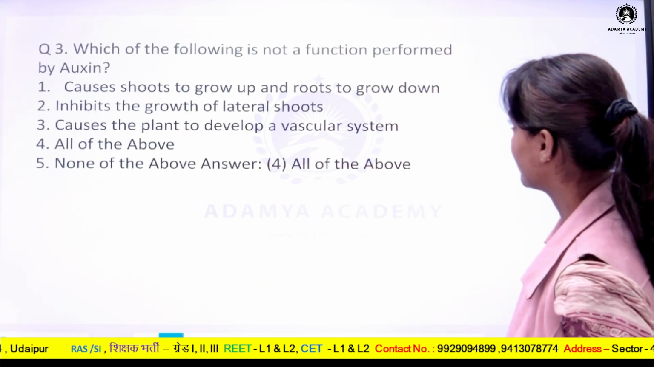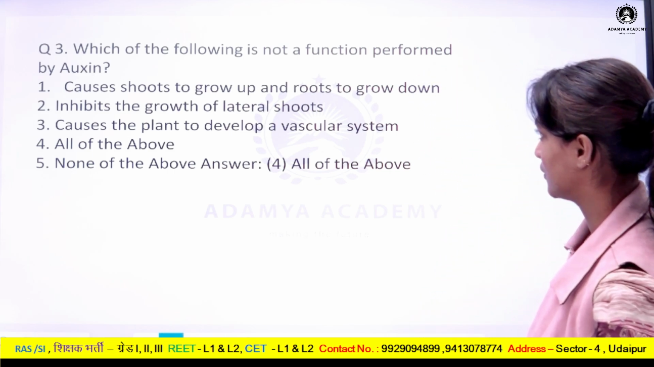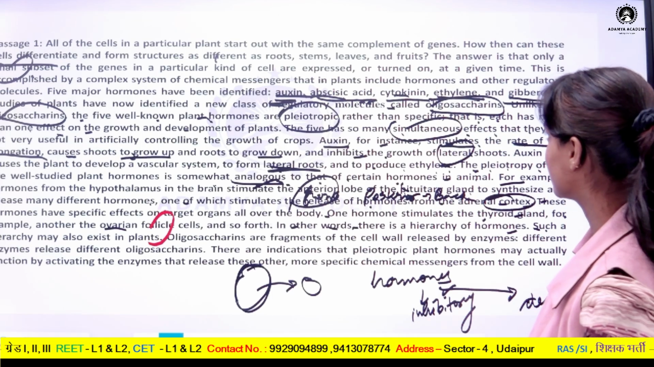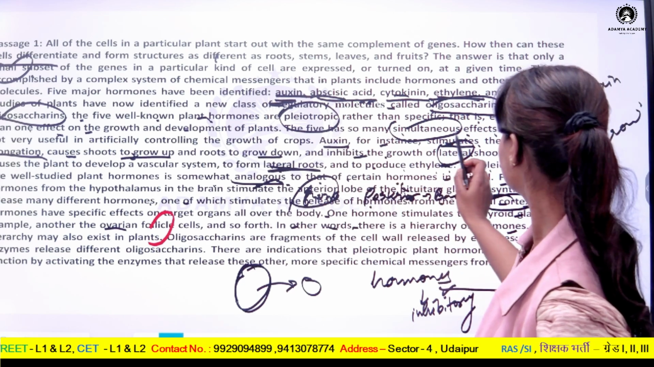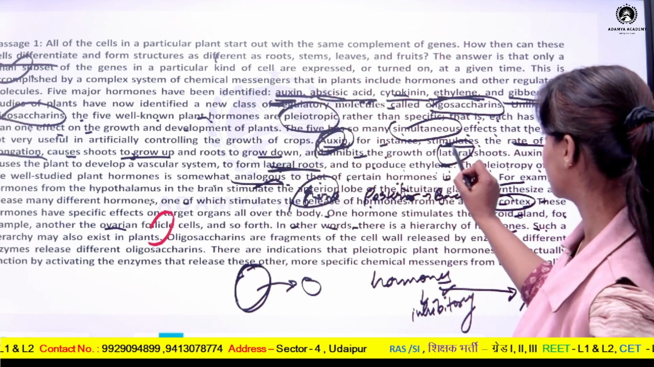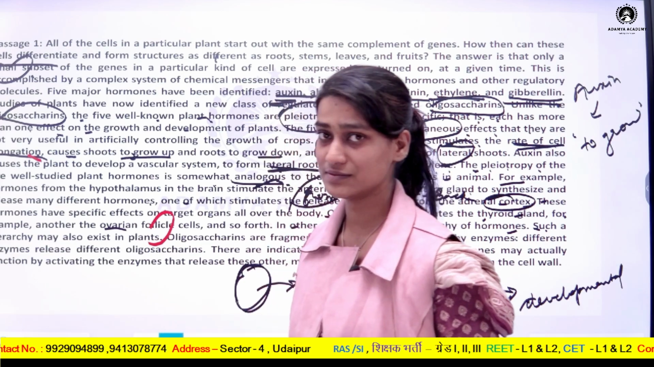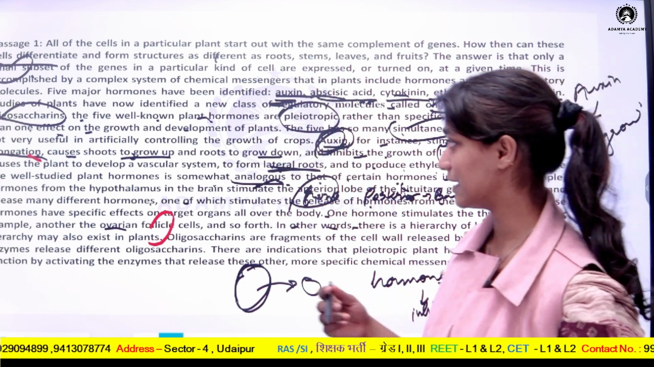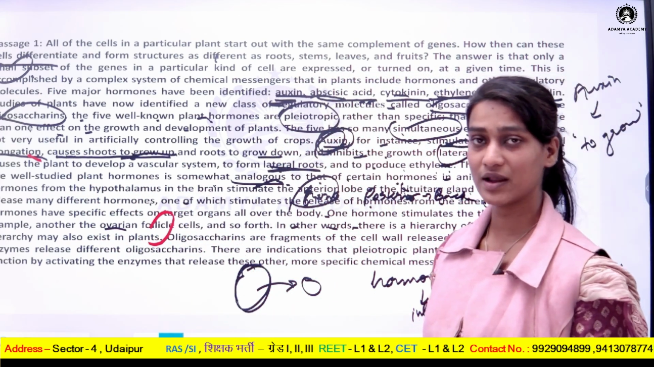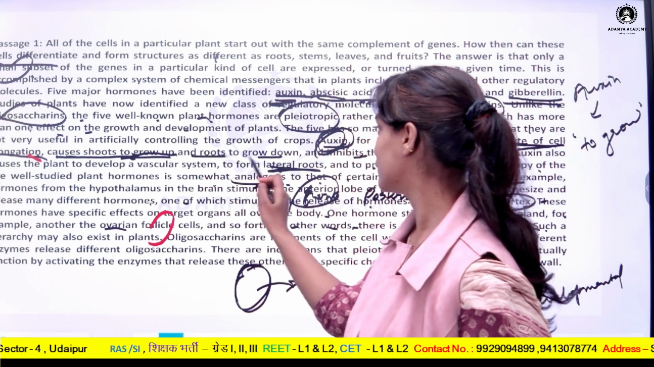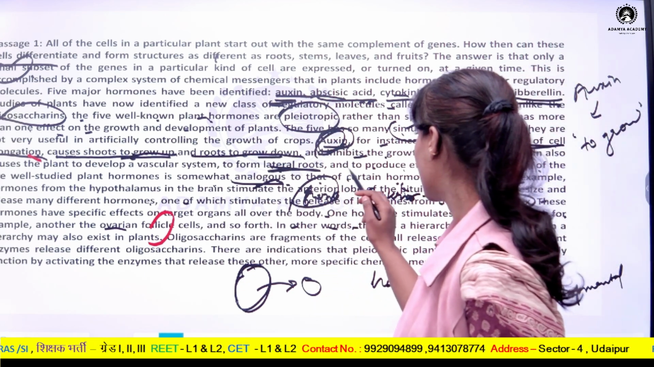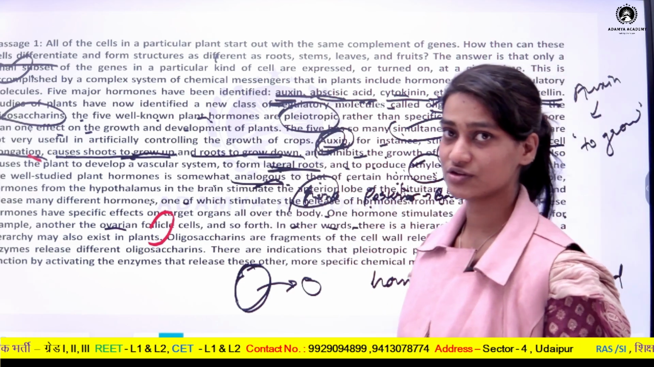Which of the following is not a function performed by auxin? We have studied auxin in detail, so let's look into the functions of auxin. It stimulates the rate of cell elongation. It helps the cell to grow or elongate in length as well as breadth, and causes shoots to grow up. It helps the shoots in a plant to grow up, and roots to grow down. Also the length of the roots is determined by the auxin hormone in plants, and it helps to produce ethylene. This is also a function of auxin.